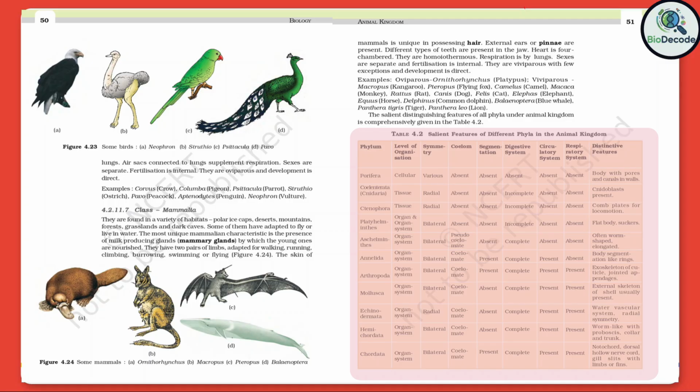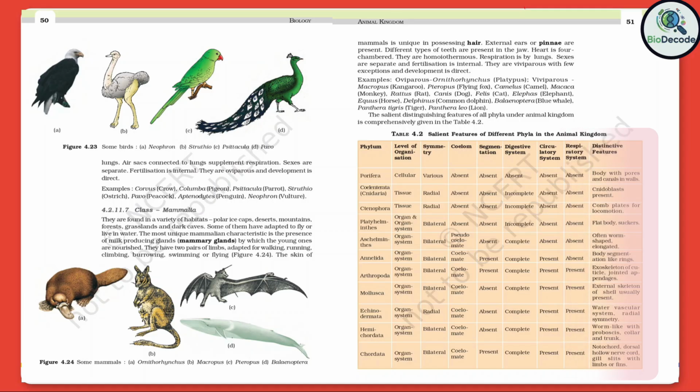Vertebrates exhibit complex organ systems, advanced nervous and circulatory systems, and adaptations to diverse habitats, ranging from aquatic to terrestrial and aerial environments. This table gives us a clear overview of the evolutionary progression of animals, showing how structural complexity, body cavity development, symmetry, and organ systems evolved from simple sponges to highly specialized vertebrates.